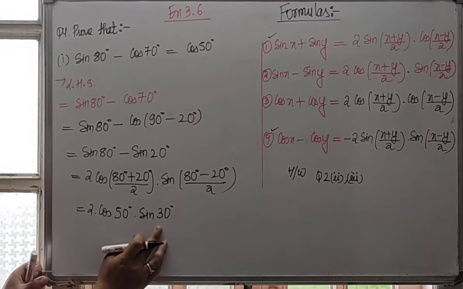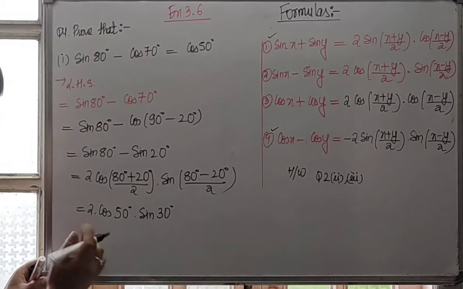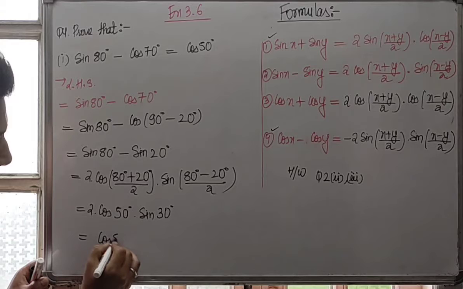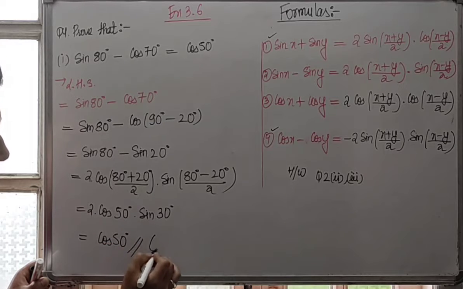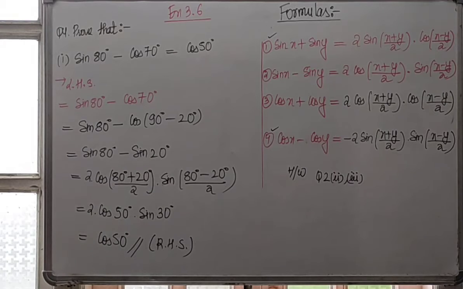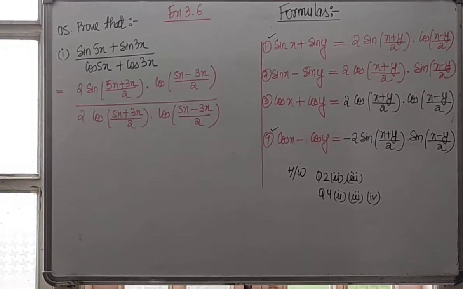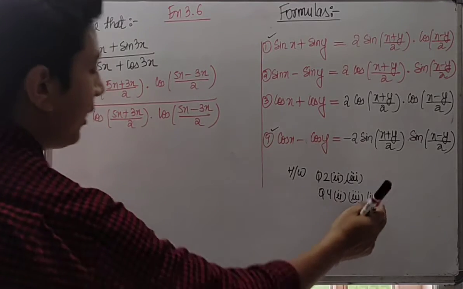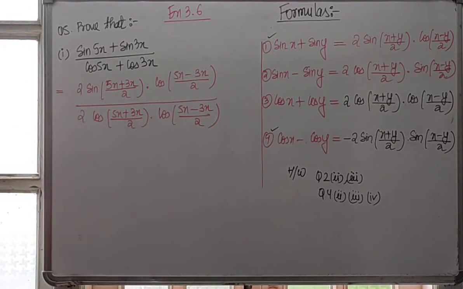Sine 30 is half, so 1 by 2 into 2, the 2 gets cancelled out, and hence we get the right hand side, which is cos 50 degree. So I hope you are clear with this. Just this formula and this formula, everything is easy then. Please pause the video and note it down properly. Since question number 4 is very easy, I'm giving 4 part 2, part 3 and part 4 as homework in the same way. You just have to apply the formula and then cancel it out.